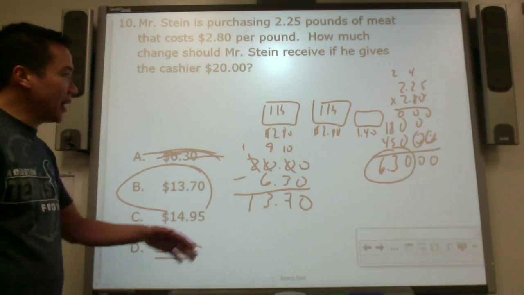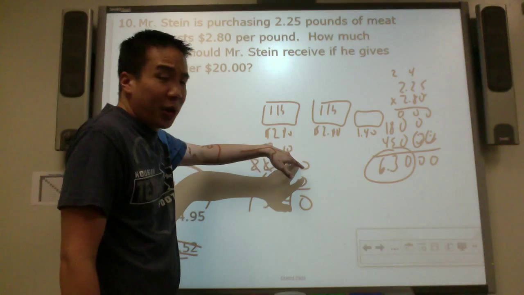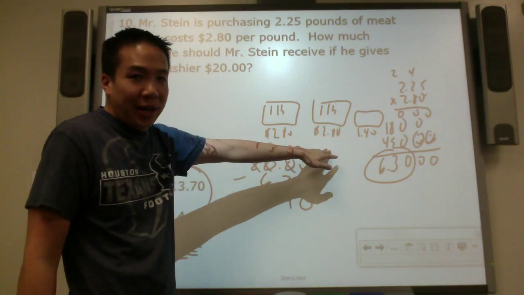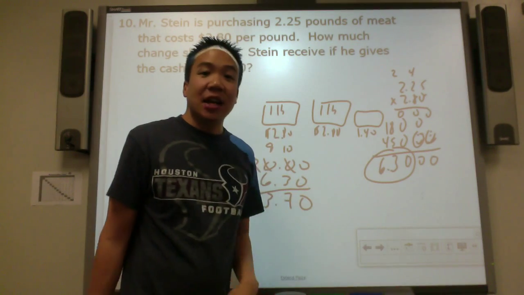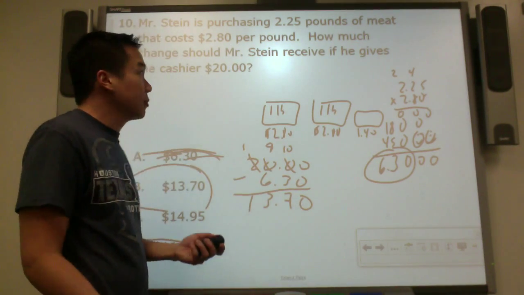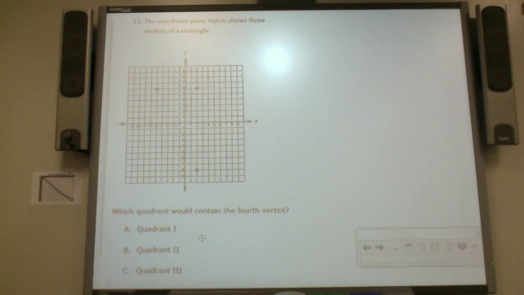Or you can do it the way I did it. Each pound costs $2.80. Another pound costs $2.80. Half of a pound is $1.40. Add all of these up, you get $6.30. Subtract it from 20.